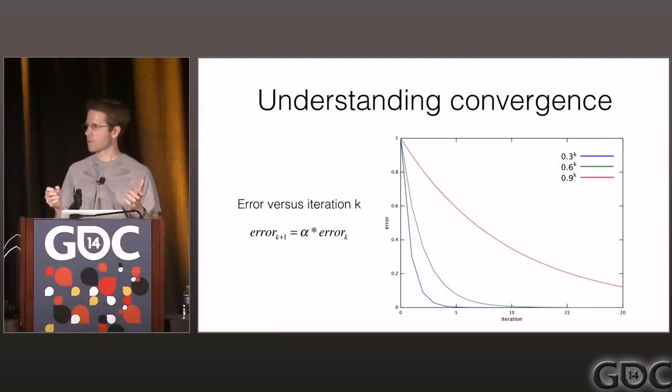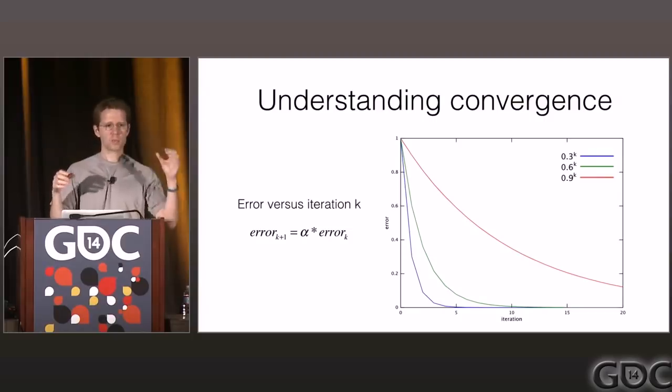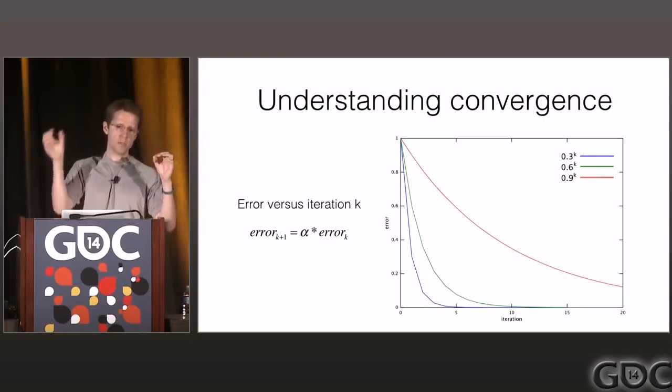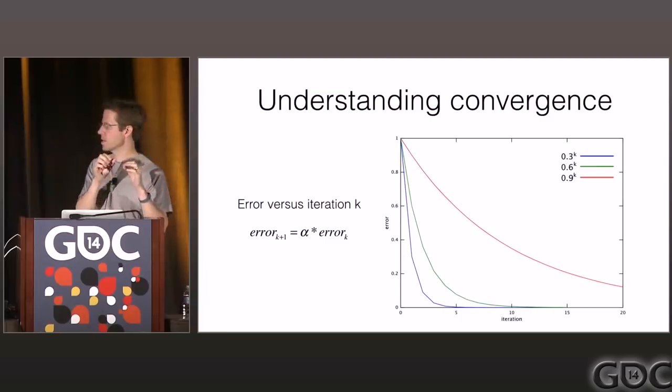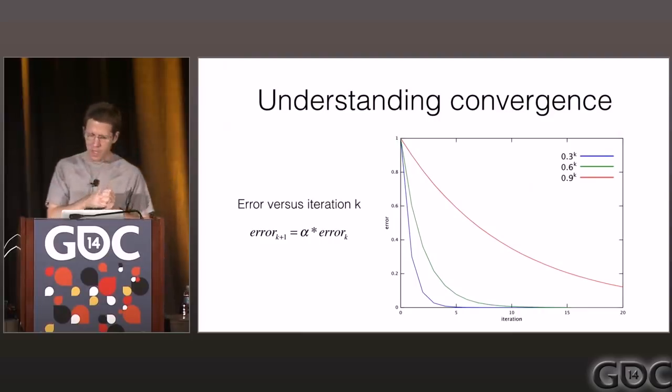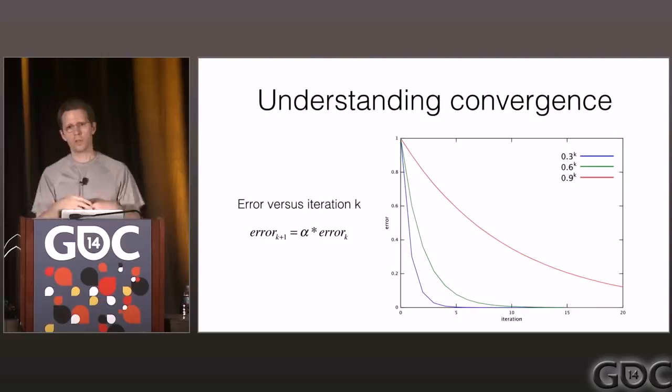When I think of convergence for an iterative method, I think: I had this previous error, and when I do my solution, I'm going to multiply that by some fraction, alpha, and hopefully that fraction is less than 1, so my error will decrease each iteration. If alpha were greater than 1, you'd have divergence.